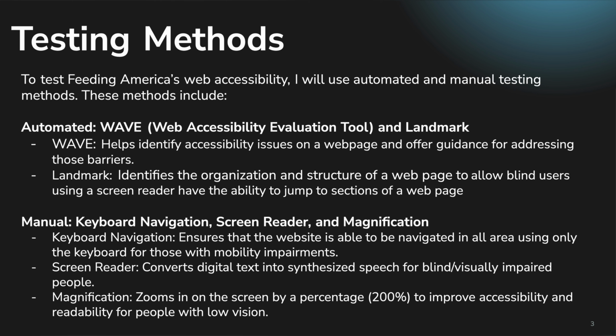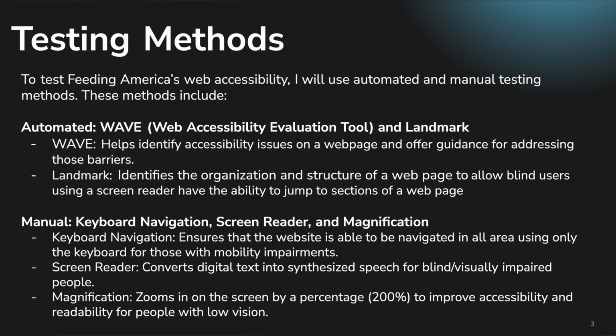Landmark identifies the organization and structure of a web page to allow blind users using a screen reader to have the ability to jump to sections of a web page. For manual testing methods, I will test keyboard navigation, screen reader, and magnification. Keyboard navigation will ensure that the website is able to be navigated in all areas using only the keyboard for those with mobility impairments. The main keys on the keyboard that I will be testing to test the functionality of Feeding America will be the tab button, the up and down arrows, and the return/enter button.